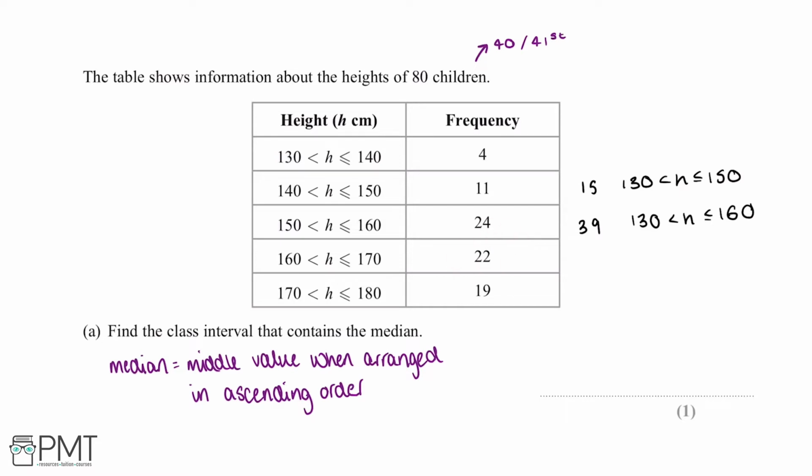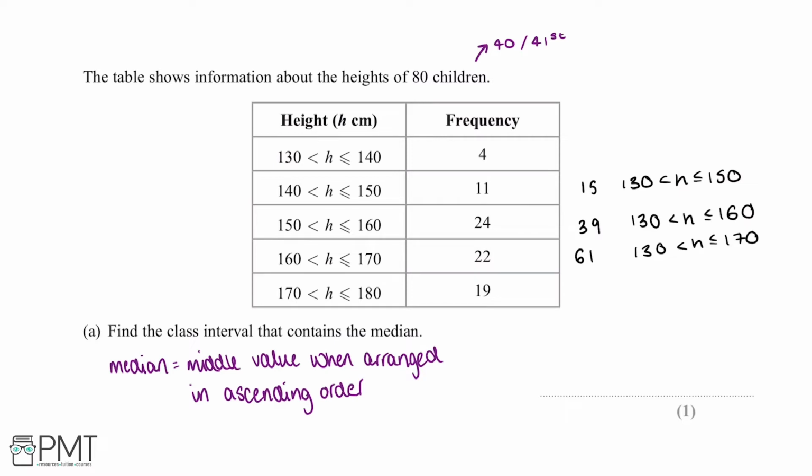And then if there are 22 people between 160 and 170 centimetres, and 39 between 130 and 160 centimetres, then this means there will be 61 between 130 and 170 centimetres. So now if we take a look at these values, this means when arranged in height order, the 39th child up until the 61st child will be between 160 and 170 centimetres. So this means this is where the 40th and 41st child will be.